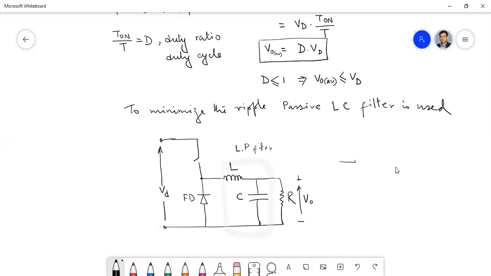Have you seen this type of LC filter? Yes. Where have you seen it? Rectifier?